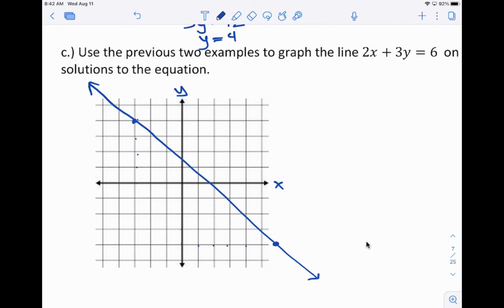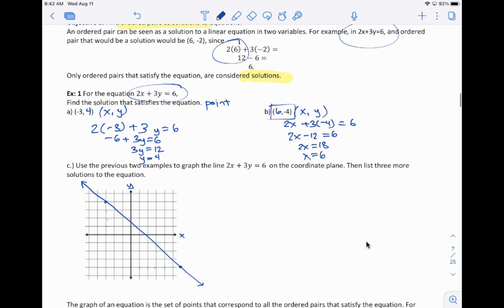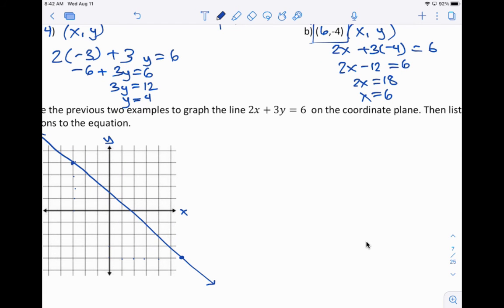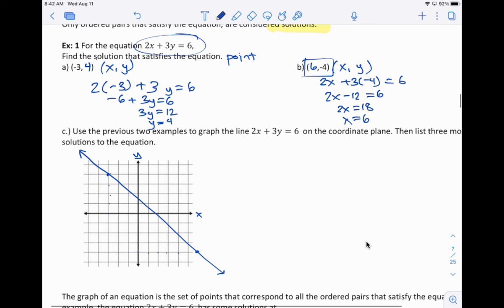Because again, the same calculations are going to be done. Notice the similarities between these two. They're going to be done to solve these over and over and over again. And so they're going to go down at a constant rate. Okay. All right, list 3 more solutions to the equation. This graph's a little bit hard to read thanks to my inability to draw a straight line. So let's go ahead and just pick 3 random ones.